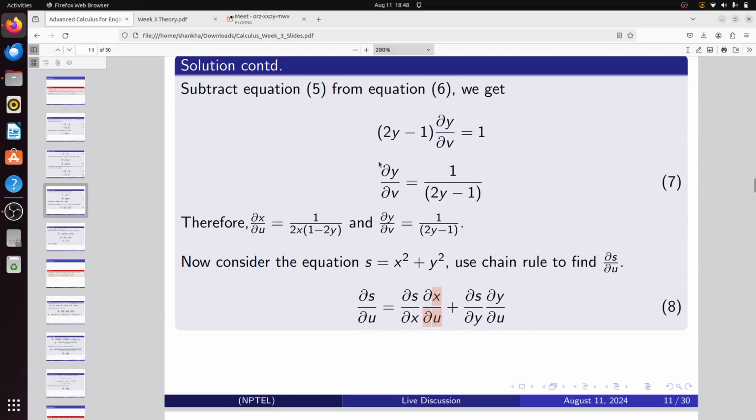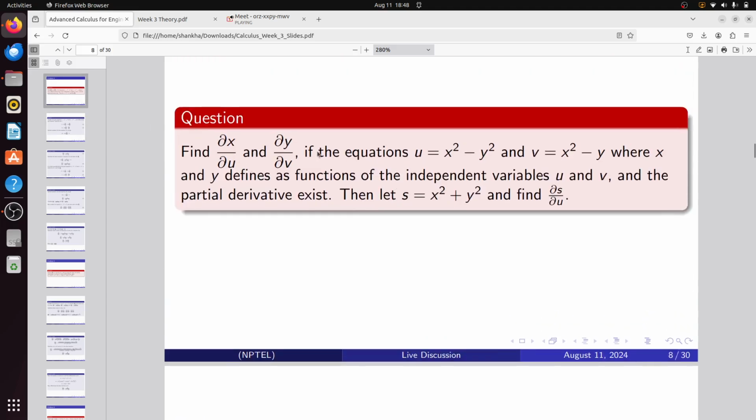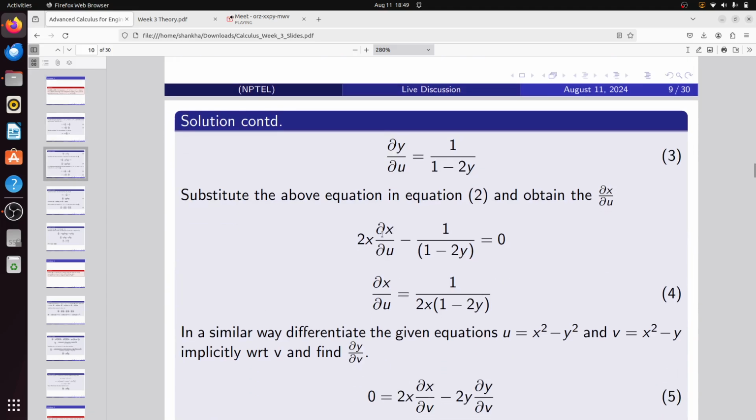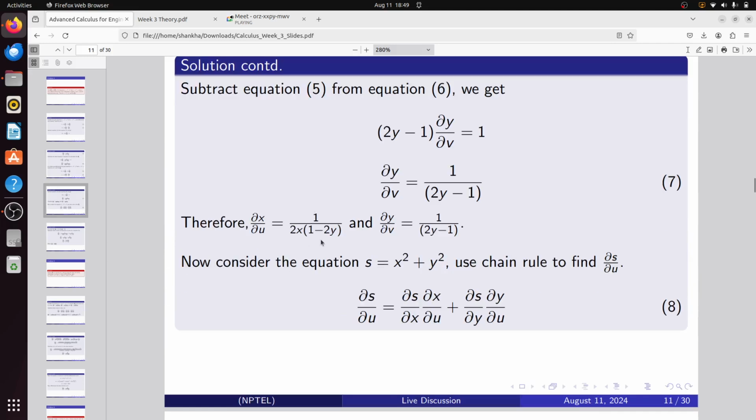Oh, okay. Here there is no need to determine del x del v. So what was our question? Our question was to determine only del x del u and del y del v. So we have determined del x del u to be equal to 1 by 2x by 1 minus 2y, and del y del v is 1 by 2y minus 1. Is it okay to you? Del y del v and only del x del u. So there is no typo here. It will not be del x del v. It will be del x del u only.